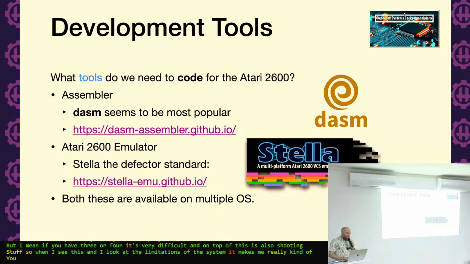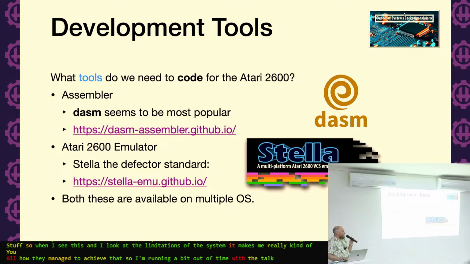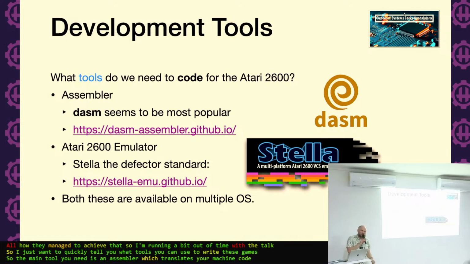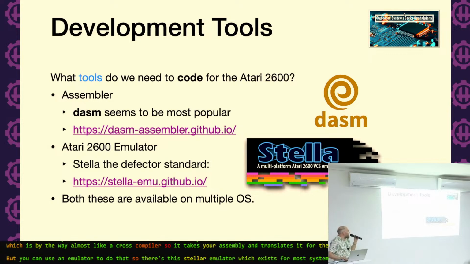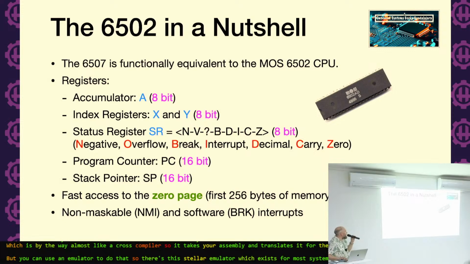So I'm running a bit out of time with the talk. So I just want to quickly tell you what tools you can use to write these games. So the main tool you need is an assembler, which translates your machine code, which is, by the way, almost like a cross-compiler. So it takes your assembly and translates it for the CPU. You can't run it on your machine natively, but you can use an emulator to do that. So there's this Stella emulator, which exists for most systems, and it's quite easy to install and use. So it runs on a Mac, runs on Linux and Windows as well.